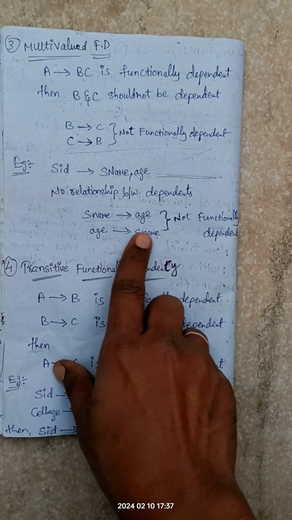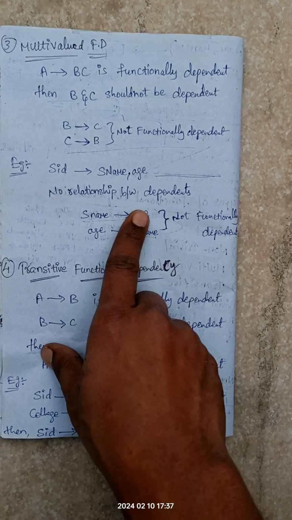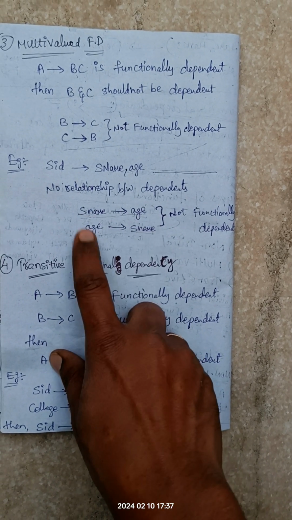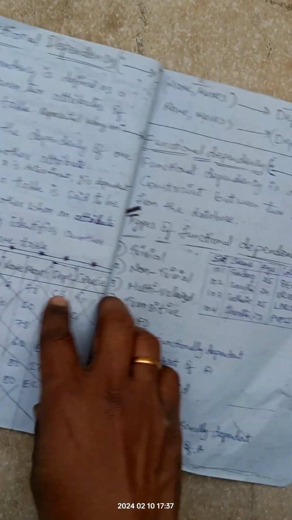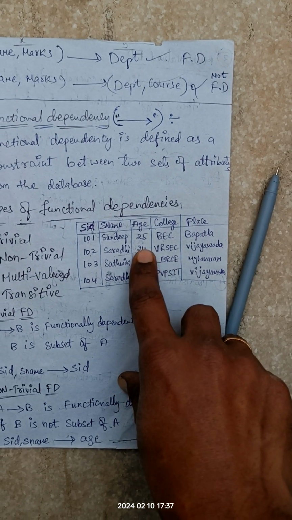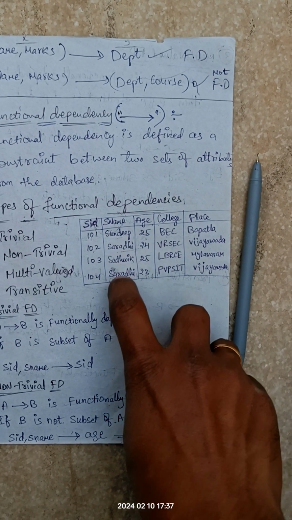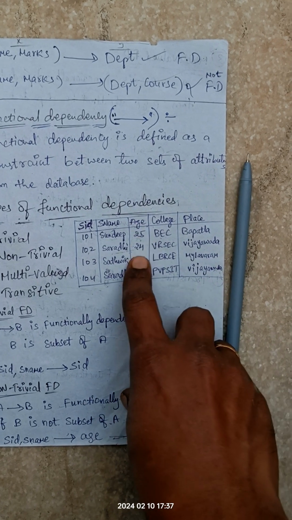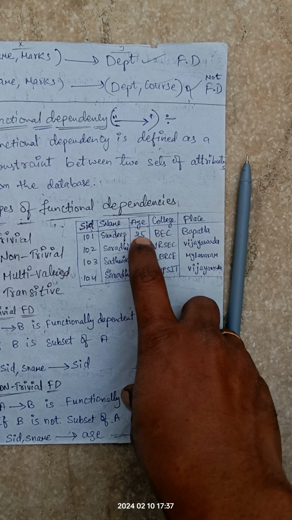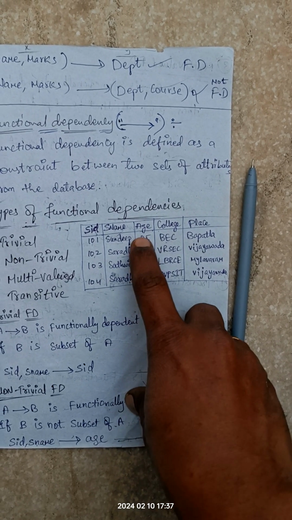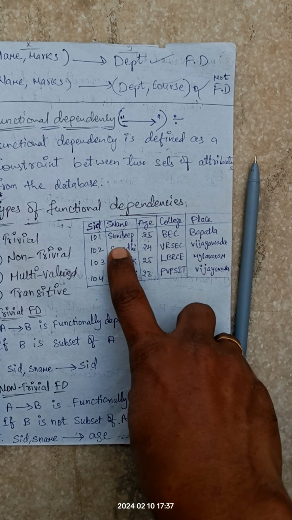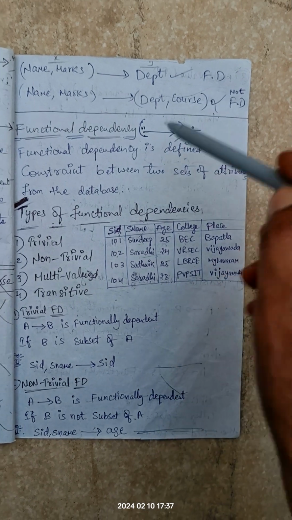Age, student name. If these two are not functionally dependent, then definitely the reverse is also not functionally dependent. If we consider this as x, for the same x values we have different y values. See, 25, 25: same x values but different y values. So for the same x values, if you have different y values, then it is considered not functionally dependent.